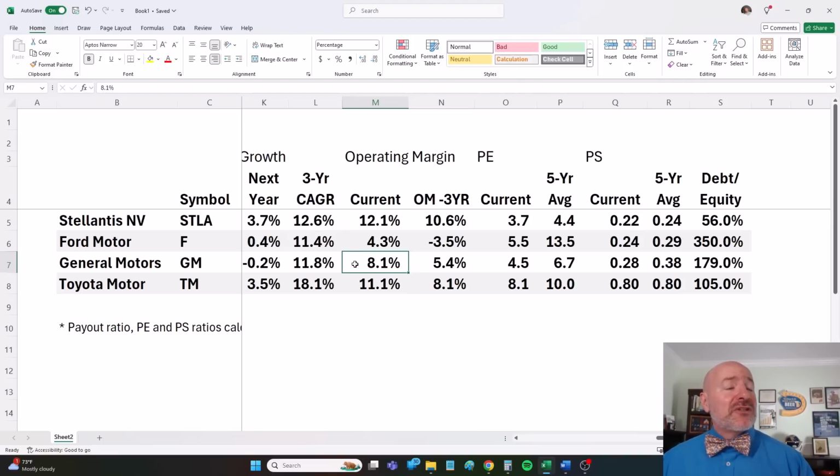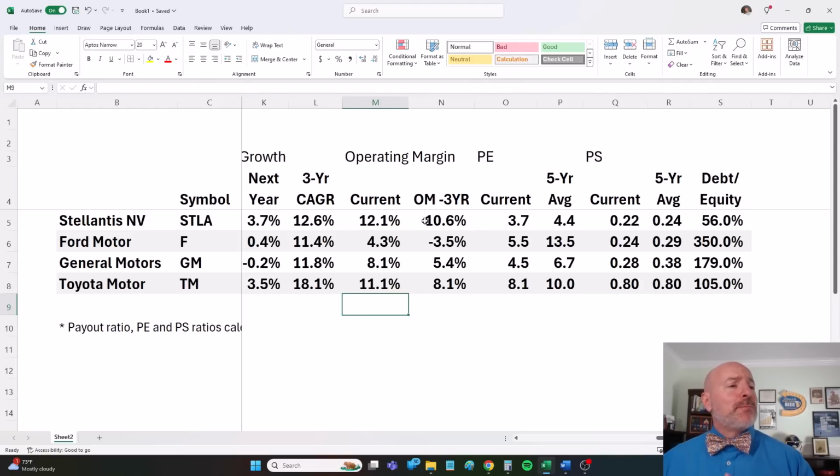With this new union contract over this last year, I would expect that to decrease. I would expect that to come under pressure over the next year. So that would be something to watch. Ford getting better as well, negative 3.5%. So a negative operating margin, negative earnings, negative operating income three years ago, and now 4%. So all four companies are getting more efficient over the last three years.